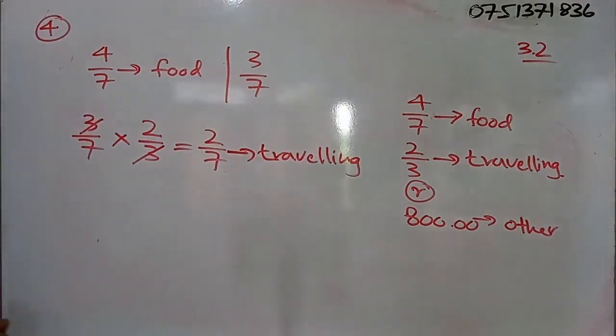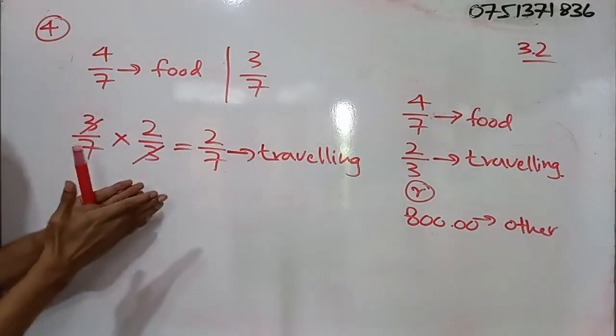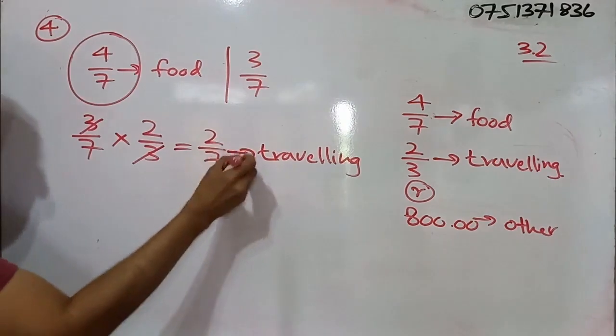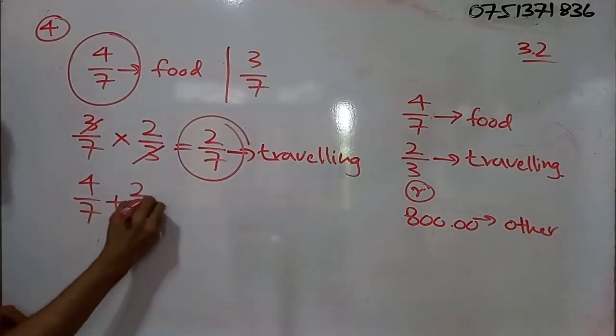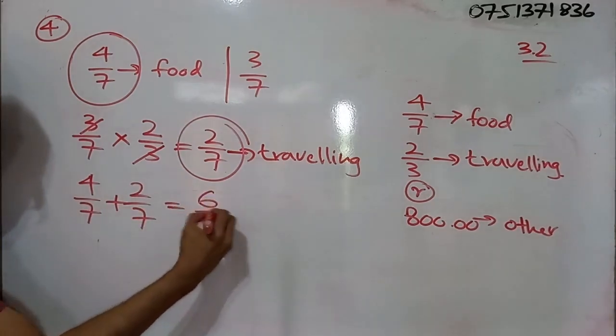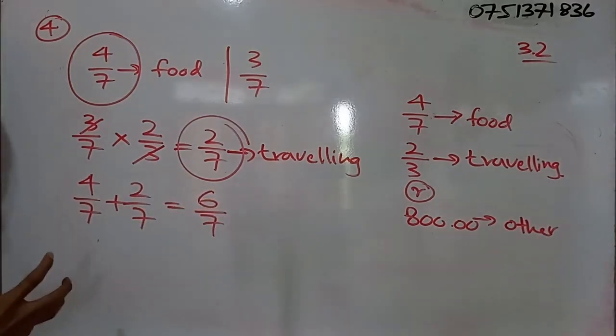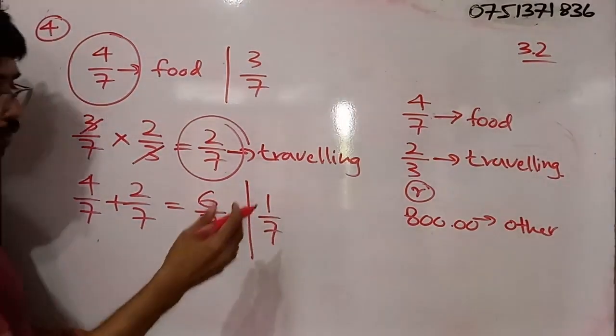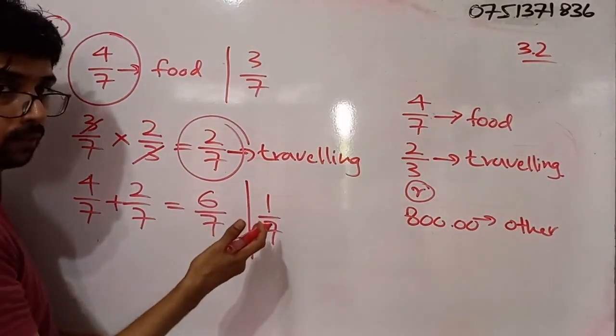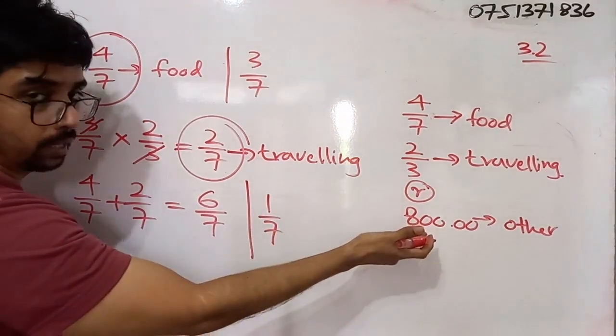Now what is the total amount for food and traveling as a fraction? 4 by 7, we have to add the 2 by 7, no? So 4 by 7, we have to add 2 by 7. So we get what? 6 by 7. What is the remaining amount? 1 by 7, no? So 1 by 7, we can assume that is equal to what?